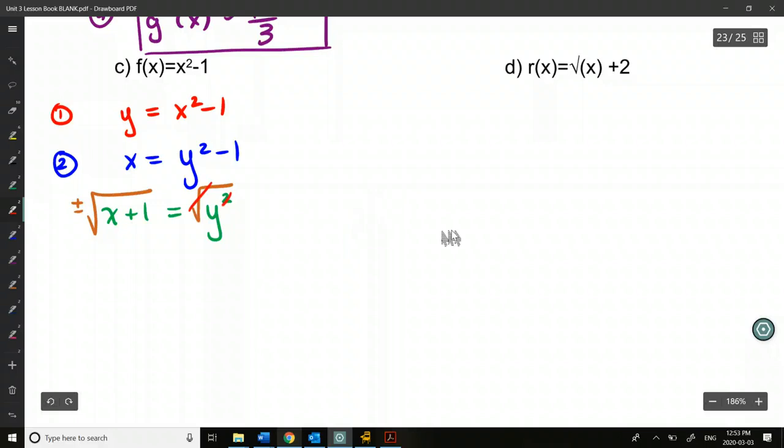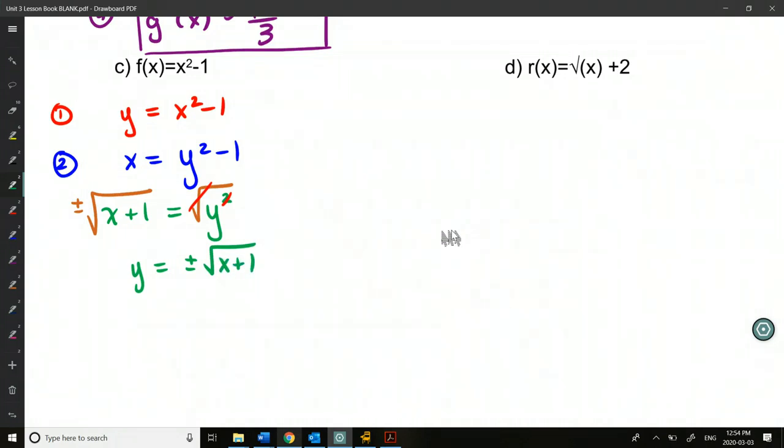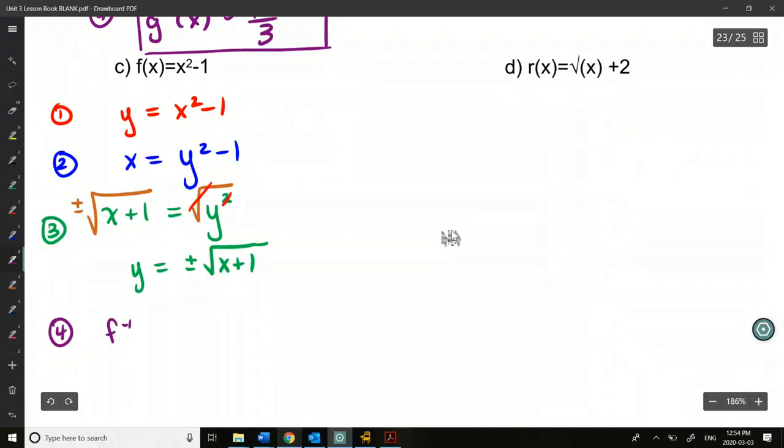These ones will cancel. And we have y equals plus minus the square root of x plus 1, with x plus 1 all underneath the square root. Okay, so that's our third step. Last step, we just replace with inverse notation.